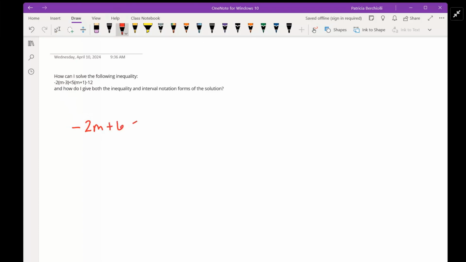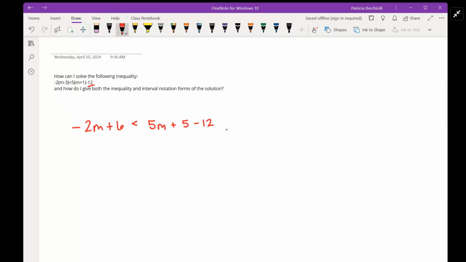Now we're just going to bring down the inequality symbol and now distribute the 5. 5 times m is 5m, and 5 times 1 is 5. Then we're going to go ahead and bring down that -12.